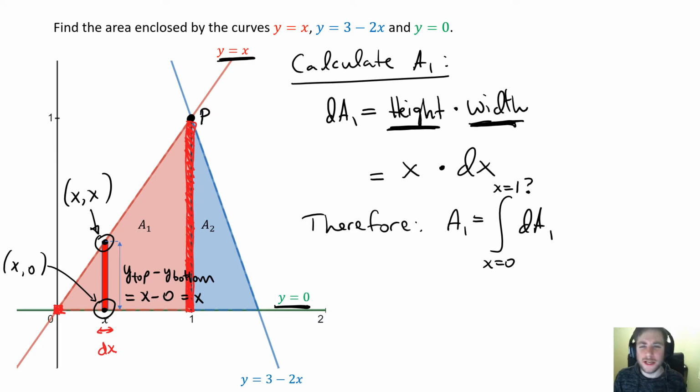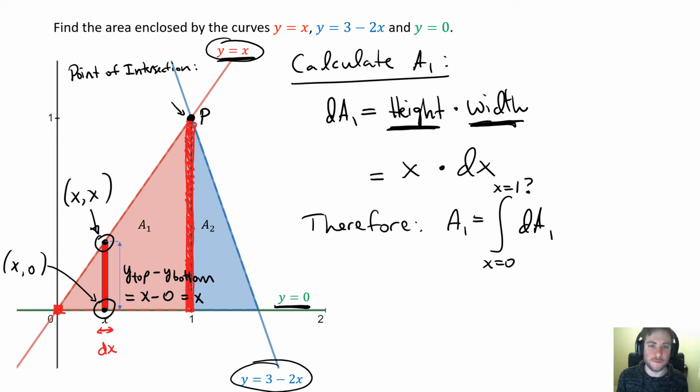I just kind of eyeballed that from the diagram, but that might not be completely accurate. So to find out for sure, we should calculate this intersection point properly. The way to do that is to set these functions equal to each other, as you may remember. When we do that, we get this equation, x equals 3 minus 2x.